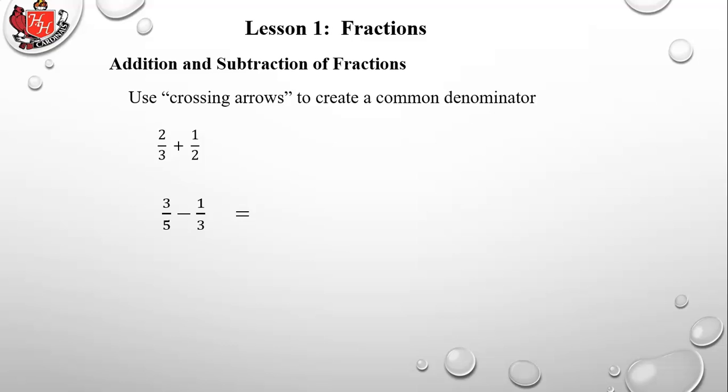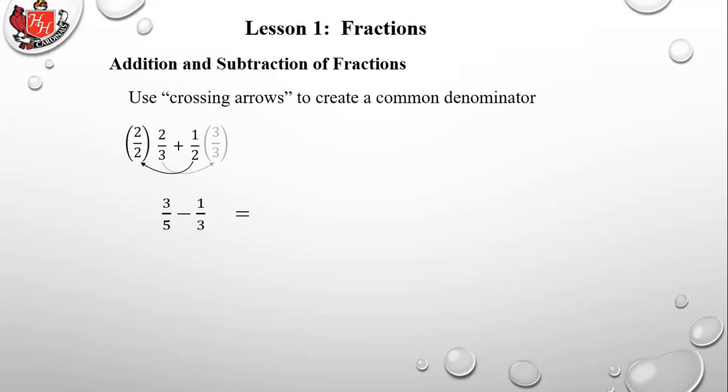Alright, so we're going to start with fractions and addition and subtraction of fractions. We don't really do a lot of this in chemistry, but it will come up from time to time, and you should be comfortable dealing with fractions in general. So use the crossing arrows to create a common denominator. So what you do is you take the 2 and you just cross it over to the other fraction and multiply top and bottom by 2.